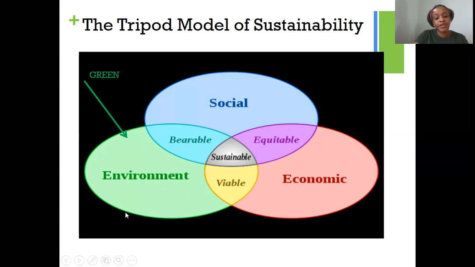Next, the green aspect, which includes environmental impact and impact on the health of your customers. So is your product environmentally friendly? For example, is it biodegradable? Can it be recycled? Can it be repurposed? Does it have any adverse health impact on the users?